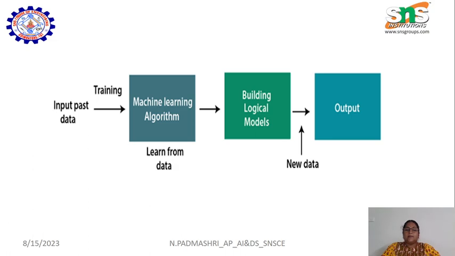This is a block diagram. We give the past data as input to the machine learning algorithm block, where we are training the machine with some algorithm to learn from the data. Then the machine will build a logical model. Whenever we give any new data to the machine, it will give you the output. This block diagram shows how the machine is trained: the machine is trained with past data, learns from the data, and builds a logical model. When we feed any new data, it gives the appropriate output.